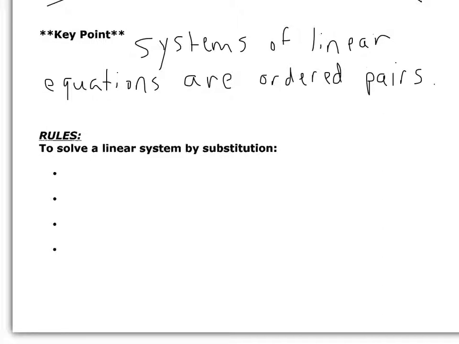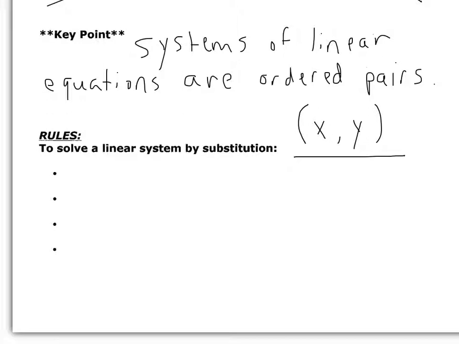Remember, an ordered pair is just a coordinate with an x coordinate and a y coordinate. Remember that x always comes before y. So when we find our x coordinate or our y coordinate, we're going to be able to substitute in and find the other coordinate, and then you must write your solution as an ordered pair. We'll go through all of those steps here in just a second.